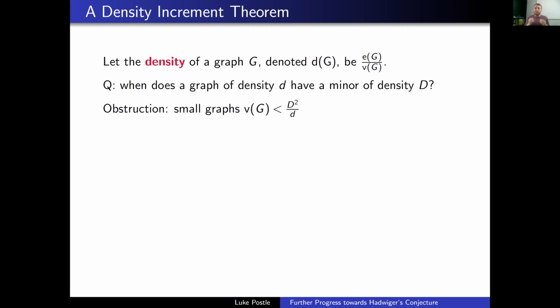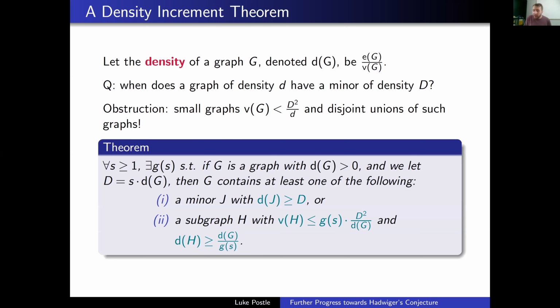Because if you had density big D, you need at least big D squared edges. And if you had smaller than big D squared over little d vertices, you just wouldn't have enough edges to possibly make such a minor. So that's one obstruction. And of course, you could just take the disjoint union of such dense small graphs, and they would also be an obstruction to getting a denser minor. So this is the natural obstruction, and the question is, is this the only obstruction in spirit? And so there's a theorem that says yes.